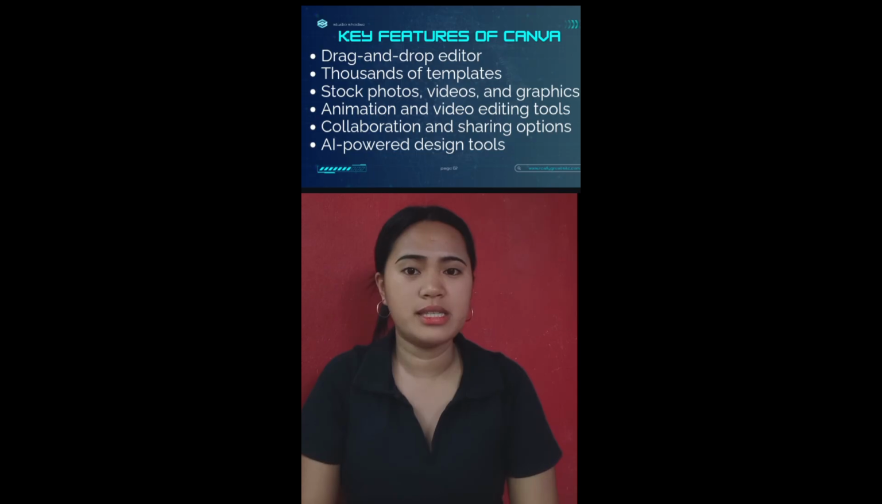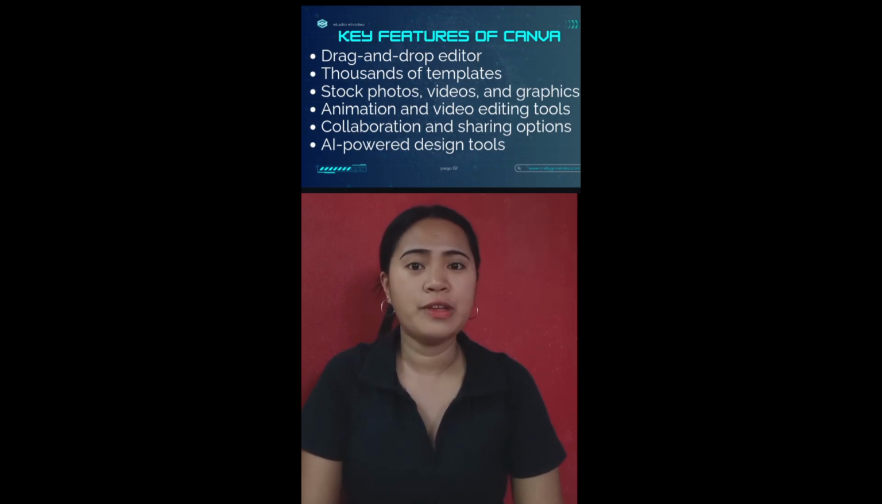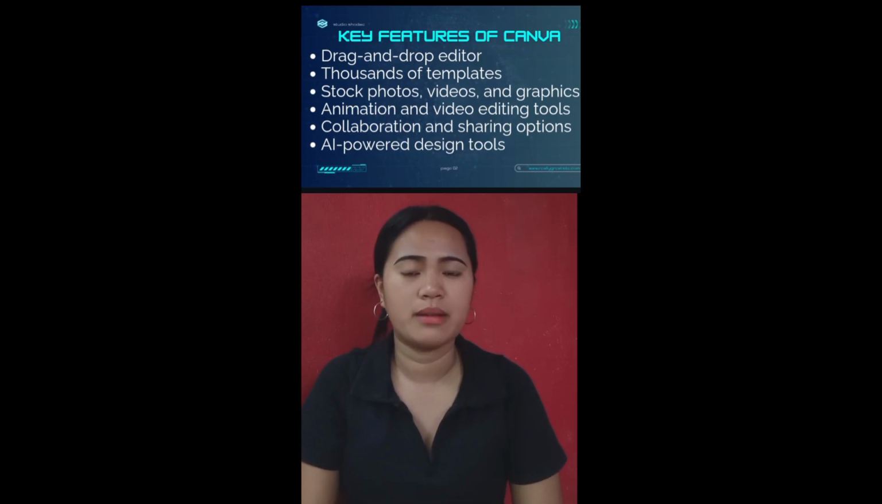And the sixth one is AI powered design tools. Canva now includes artificial intelligence, or as we all know, AI features that help users generate presentations, write content, remove image backgrounds, create images, and suggest design improvements. These tools help users work faster and improve the quality of their designs. So for example, if I don't know how to start my presentation, Canva AI can suggest a design layout or generate an outline based on my topic.